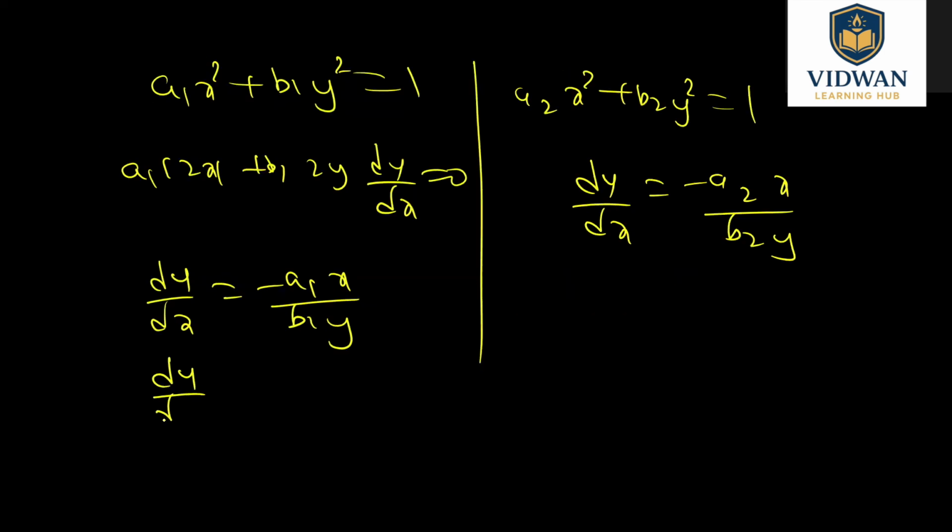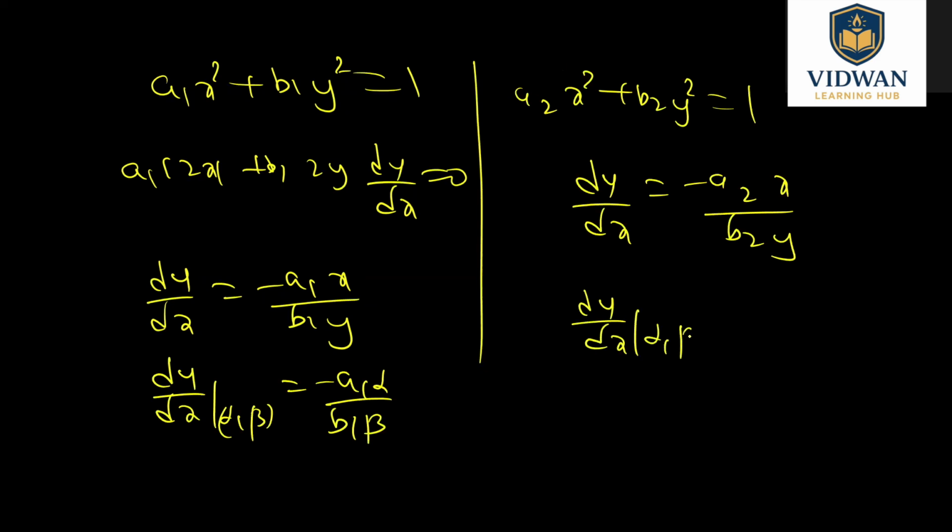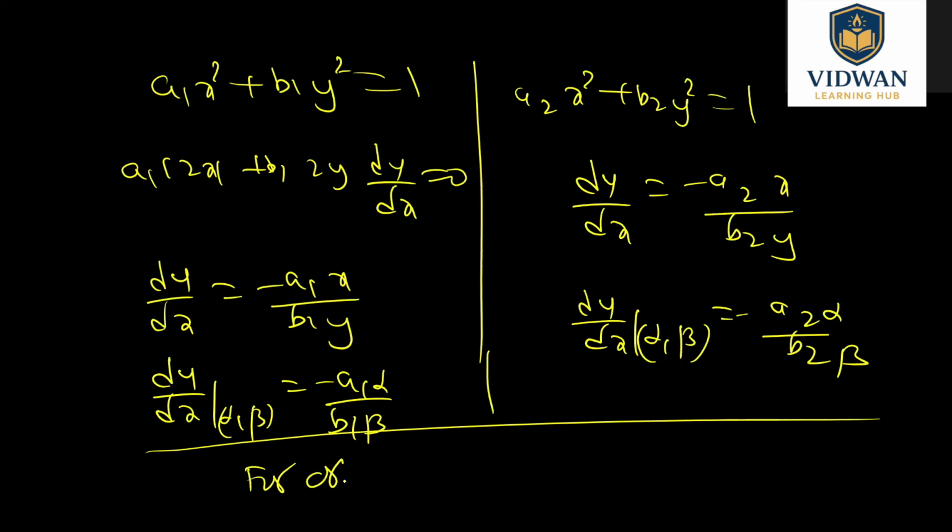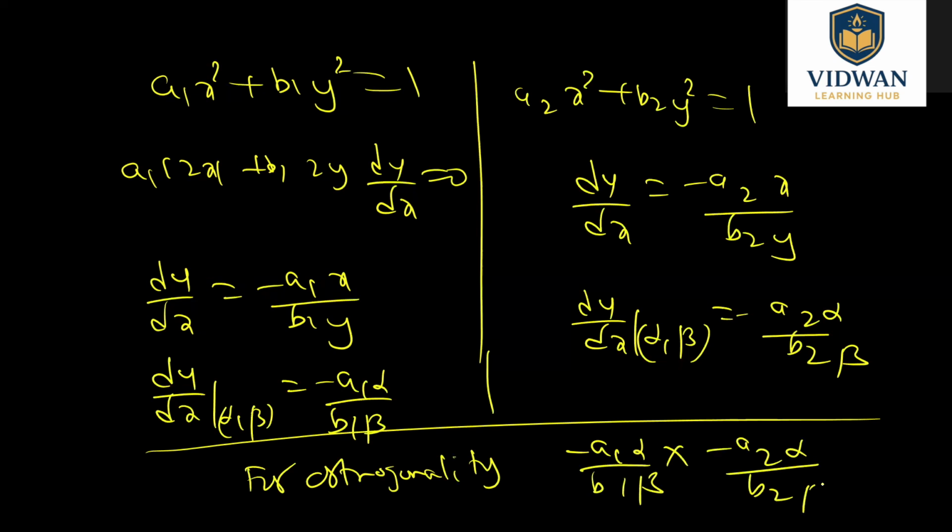So the derivative at alpha beta for the first curve will be minus of a1 alpha by b1 beta. And the derivative at alpha beta for the second curve, dy by dx at alpha beta, is minus a2 alpha by b2 beta. So for orthogonality, what is the criteria? The product of these slopes is -1. That is minus of a1 alpha by b1 beta multiplied with minus of a2 alpha by b2 beta. This product is -1. So in the left-hand side, minus into minus would become plus, and the minus 1 will remain here.